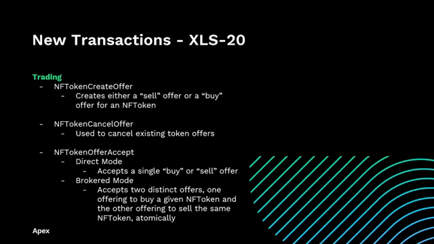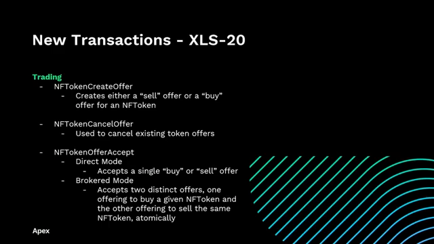This was about minting and burning, but we also have new transactions for trading the NF tokens on the decentralized exchange, on XRP Ledger's decentralized exchange. So the first new transaction is the NF token create offer, which is used to create a sell offer or a buy offer. A sell offer can only be created by the owner or the issuer of the NFT, whereas a buy offer for an NFT can be created by any account.